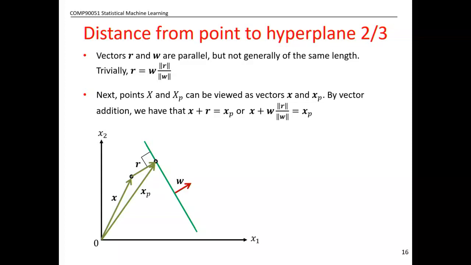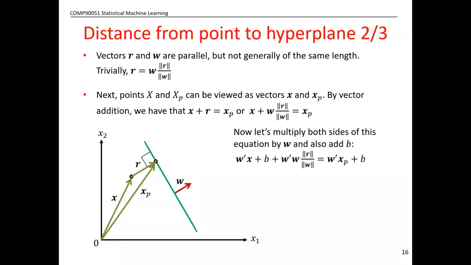Okay, and now we're almost there. What we can do next is multiply both sides by w and add little b to both sides. So what is that going to do? When I multiply by w, I obviously mean a dot product.